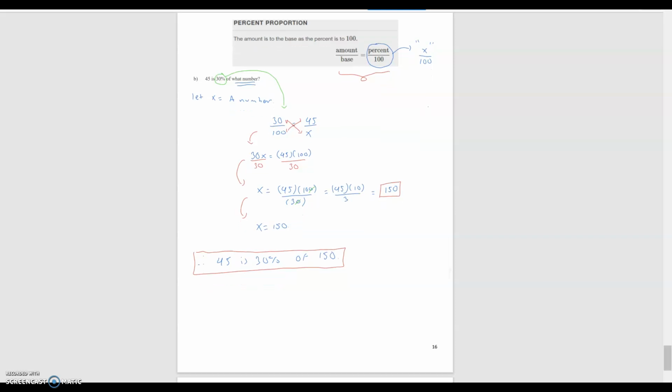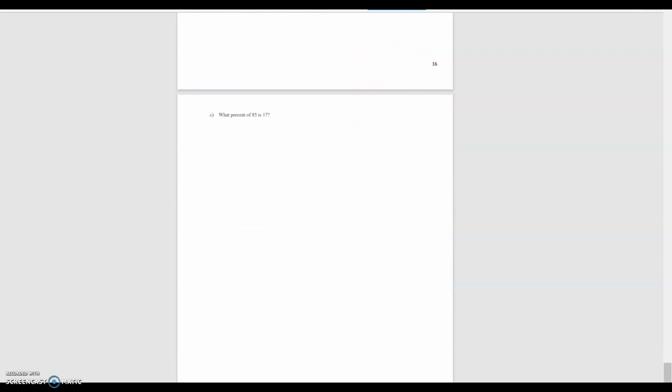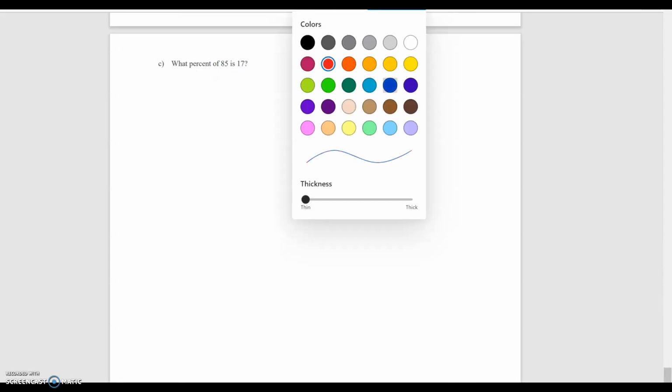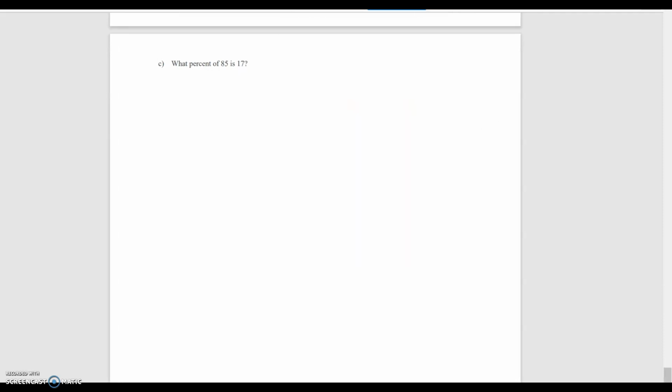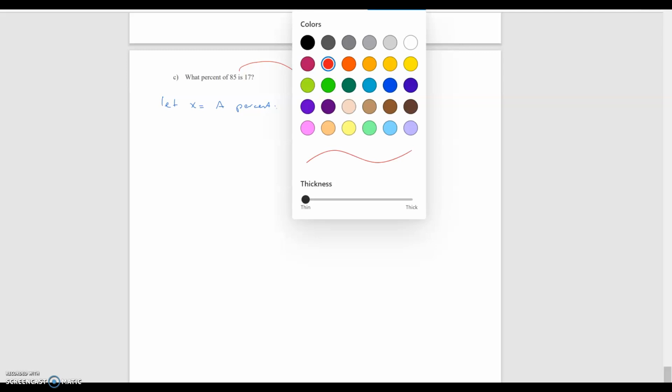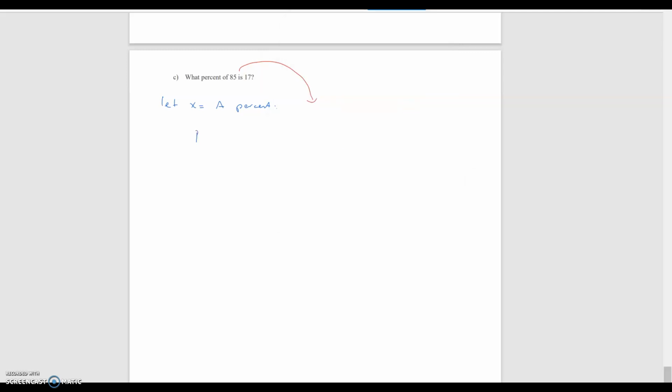Let's take a look at another one, and we'll set it up also as a proportion. So in this case, we're going to be setting up x as a percent. So let x is equal to a percent. And then the actual proportion that we're going to be creating, and let me write it as proportion.